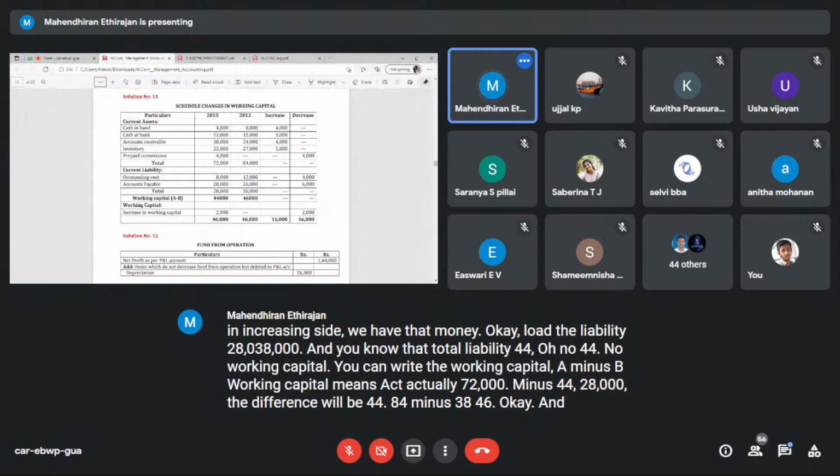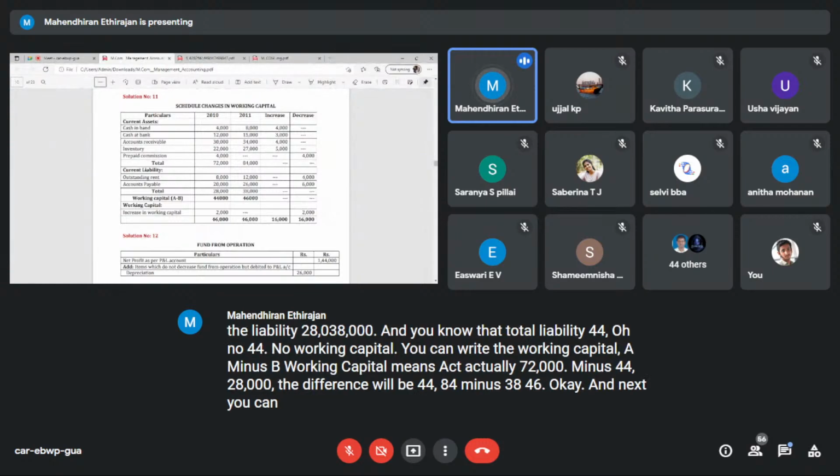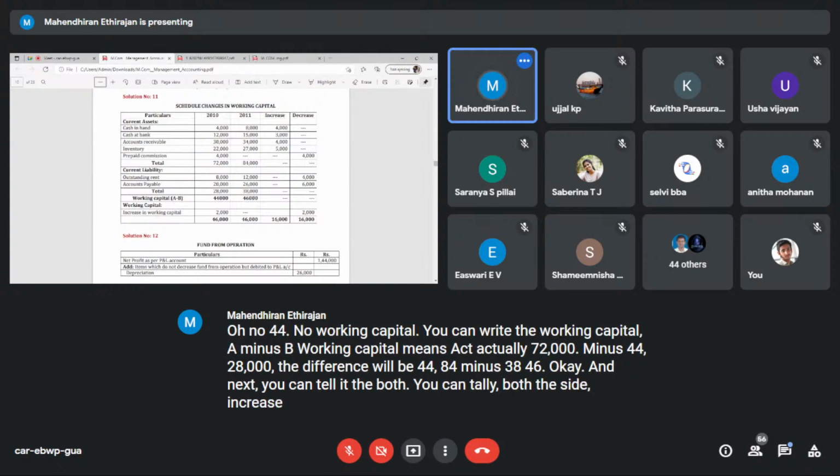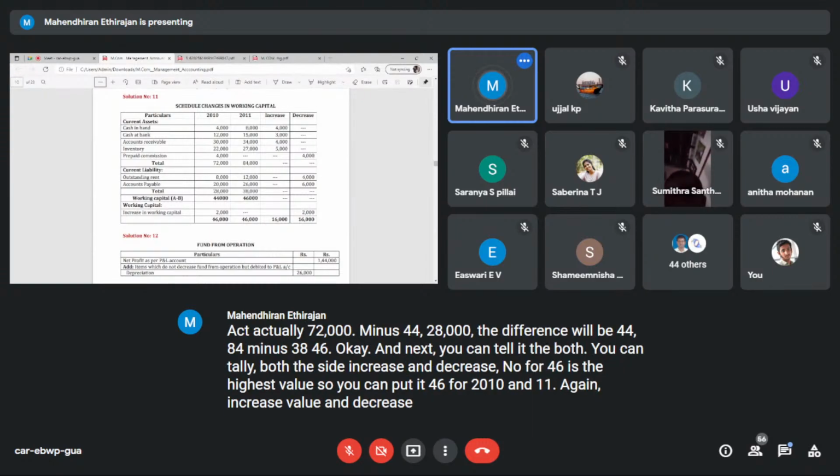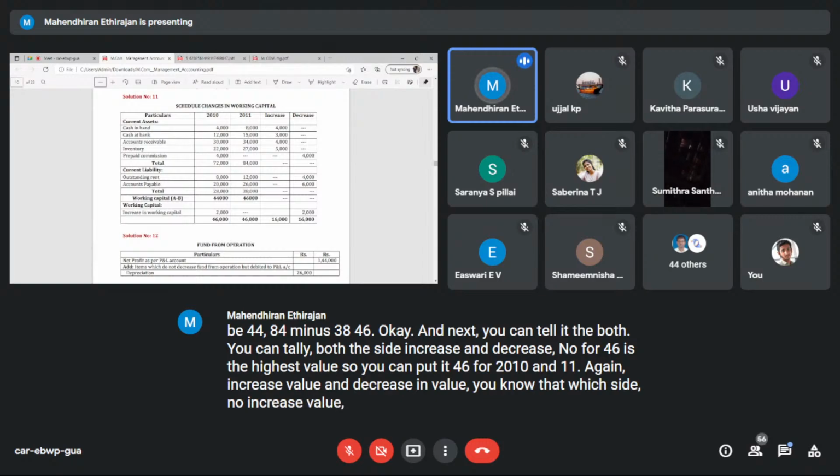And next, you can tally both. You can tally both the sides, increase and decrease. For 46 is the highest value, so you can put 46 for 2010 and 11. Again, the increase value and the decrease value. You know which side: the increase value is 16,000 and 16,000. You have to add it.